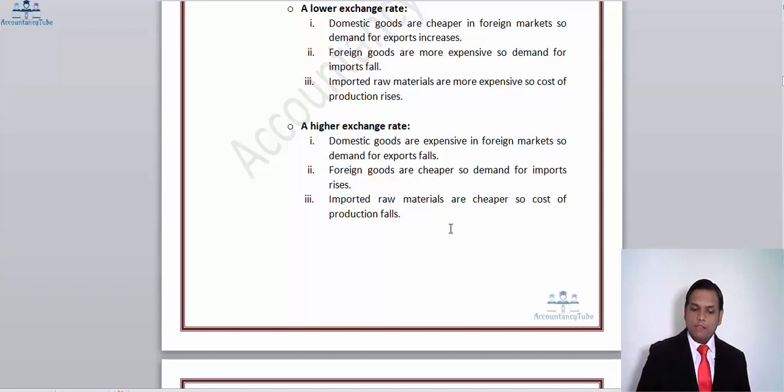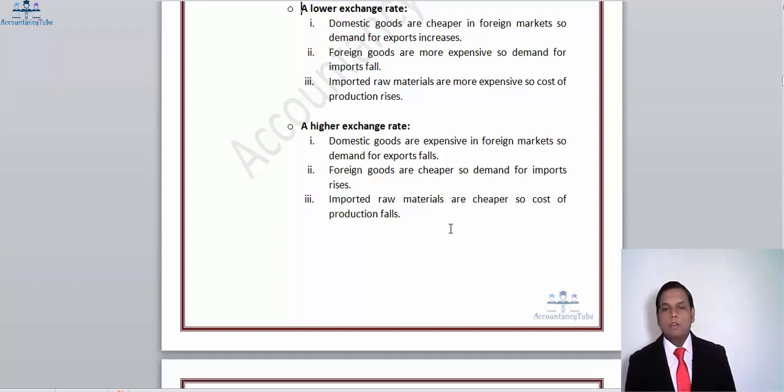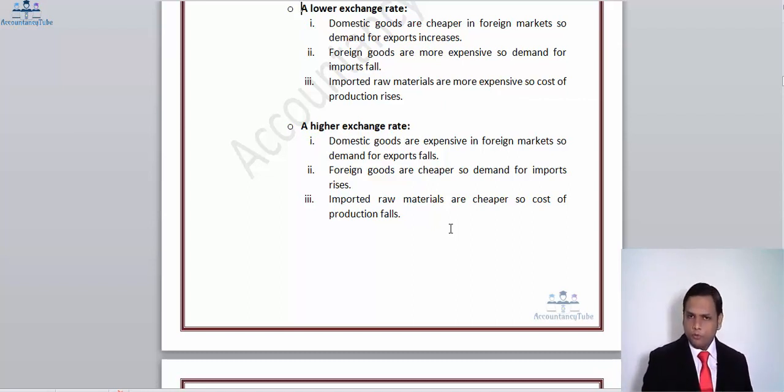However, in case of a higher exchange rate, domestic goods become expensive, and as a result, it hits the export, and export starts to fall. Imports become cheaper, so people start to import more goods, because foreign goods are now cheaper. Then we've got imported raw materials. Again, the same thing. In this case, the imported raw material becomes cheaper, so the cost of production for those goods pertaining to imported raw material falls.